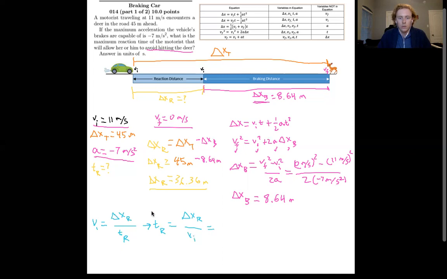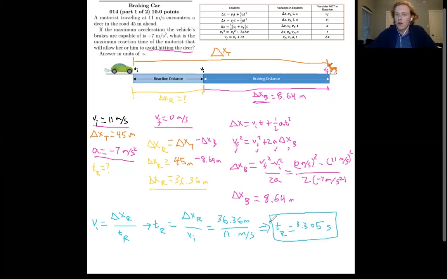which equals 36.36 meters over 11 meters per second. And you'll notice that the units work out, so these meters cancel and the seconds goes up to the top. This means, therefore, the reaction time, T sub r, must equal 3.305 seconds. And you'll want to be a little more precise when you're plugging this into Quest, but 3.305 seconds, and you got your answer.